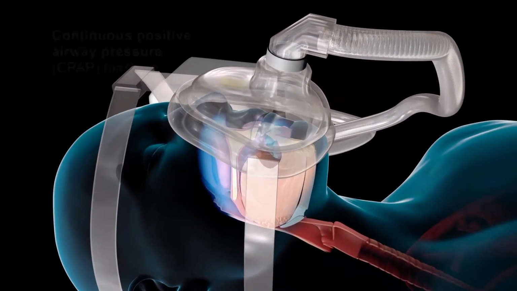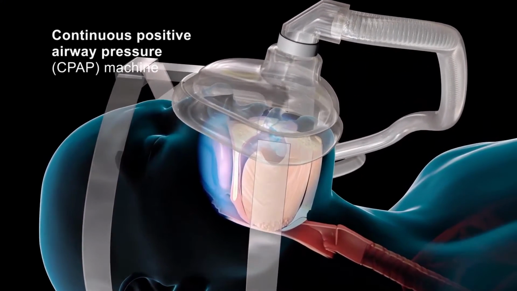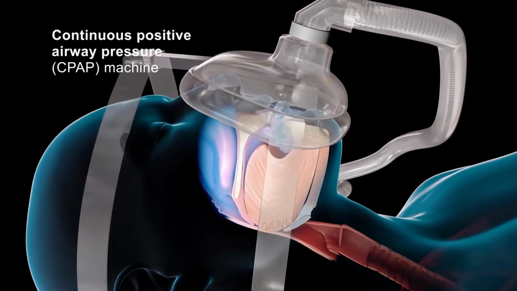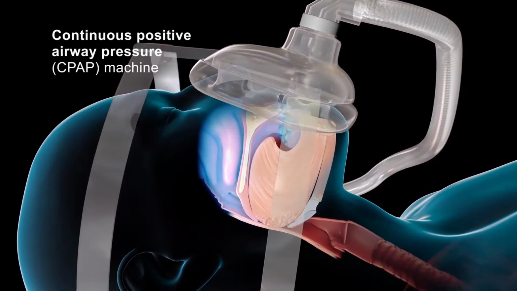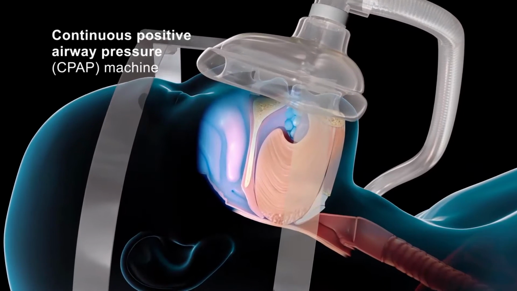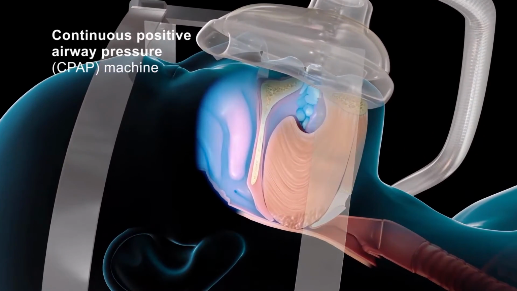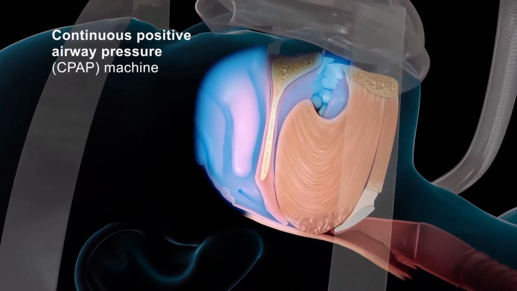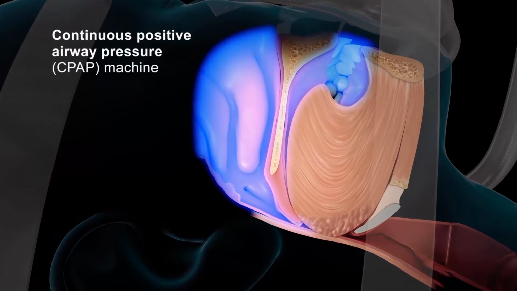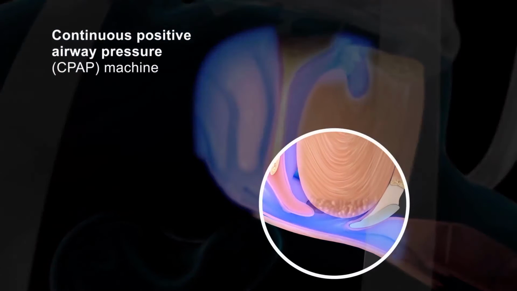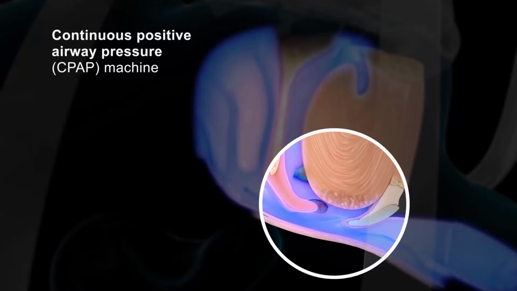If you are one of those diagnosed as severe, a continuous positive airway pressure device, or CPAP, is typically recommended. This machine pumps air through a tube into a mask that fits over your nose or both your nose and mouth. The mild air pressure of the CPAP machine helps keep your airway open, enabling you to get deep, restful sleep.